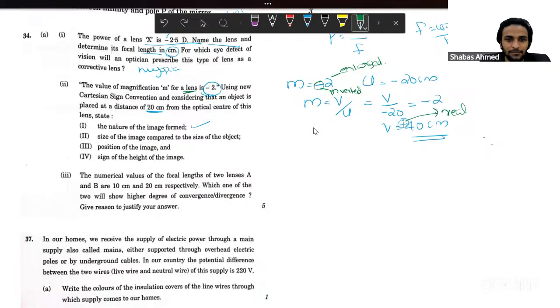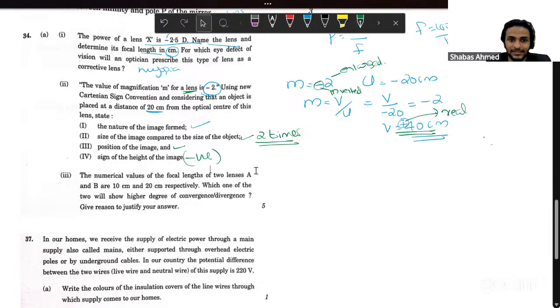So size of the image as compared to the object, that is the magnification. That will be size of the image is 2 times that of the size of object. Then position of the image that we found here, V equal to 40 centimeter from the lens on the other side. Then the sign of the height of the image will be negative because the image is inverted. That is why we got the magnification as negative.